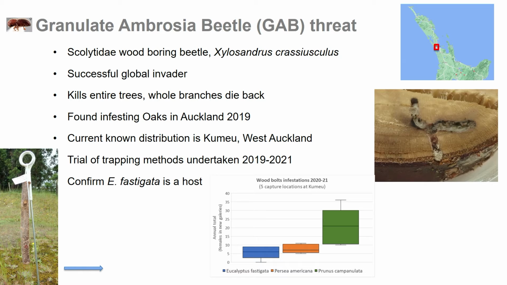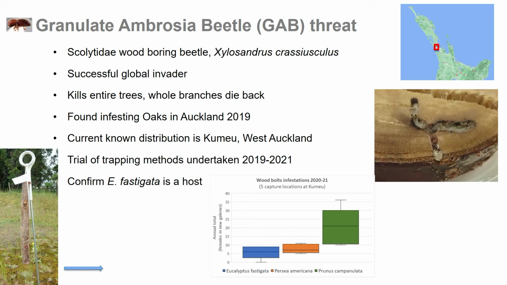Firstly, the granulate ambrosia beetle, fondly known to entomologists as GAB. This beetle is a scolytid wood-boring beetle, Xylosandrus crassiusculus. It's a successful global invader that targets living trees and is capable of killing even entire large specimens or causing whole branches to die back.